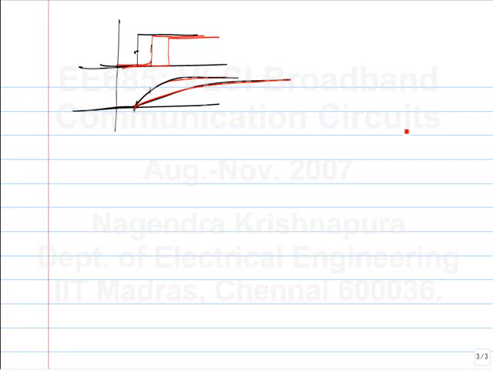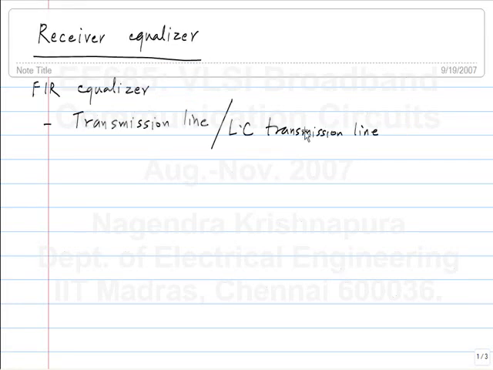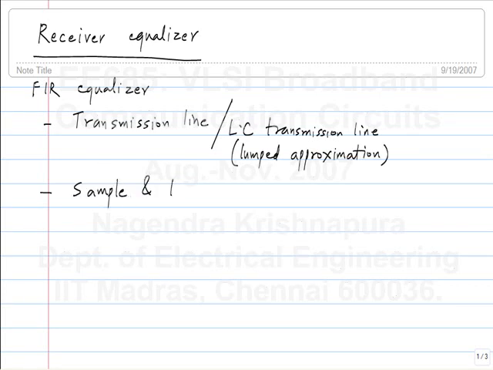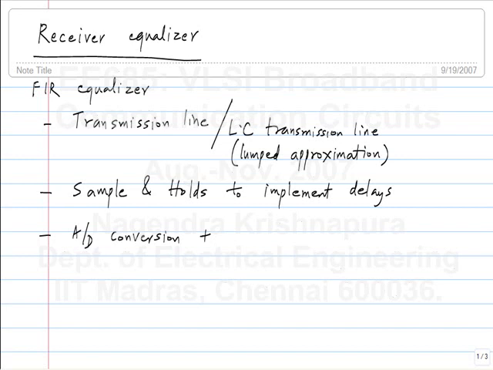Is this okay? So you can use a transmission line or simulate the transmission line with L's and C's using a lumped approximation, or we can use sample and hold circuits to implement delays, and finally we can also do A to D conversion plus a digital filter implementation. Okay. So all of these will have various trade-offs.